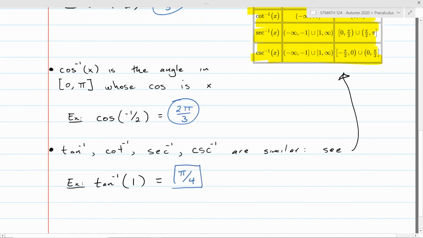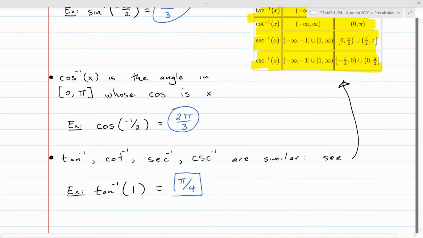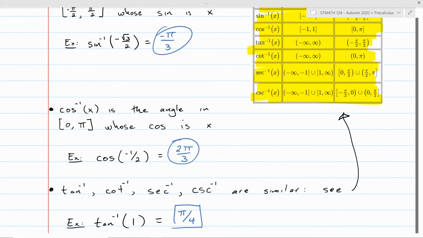If I need a tangent inverse of negative 1, it would end up being negative pi over 4. So I knew pi over 4 was the answer I had to get because that's the angle between negative pi over 2 and positive pi over 2 where tangent is equal to 1. There are other angles where tangent is equal to 1. For example, tangent is equal to 1 at 5 pi over 4. But 5 pi over 4 is not in that range where you're supposed to get that answer. So it's important to understand those ranges in that table.